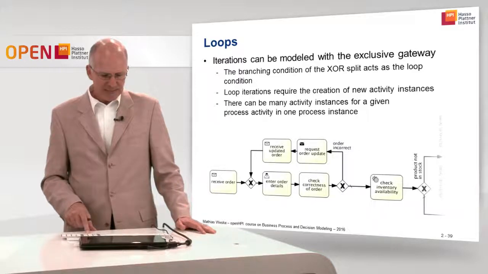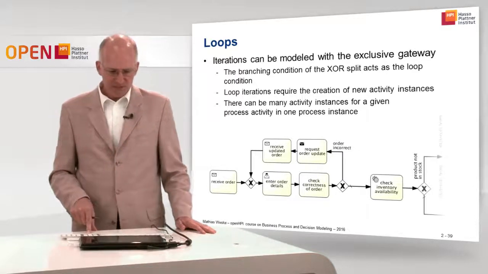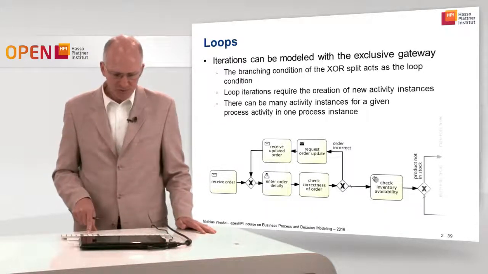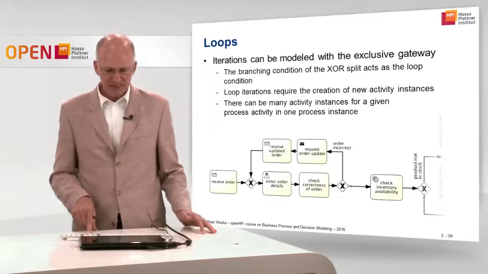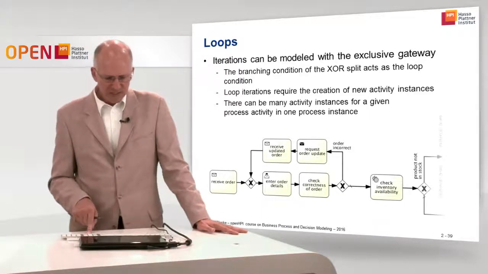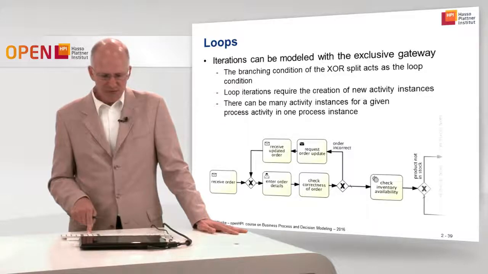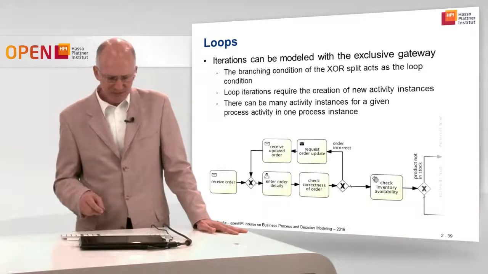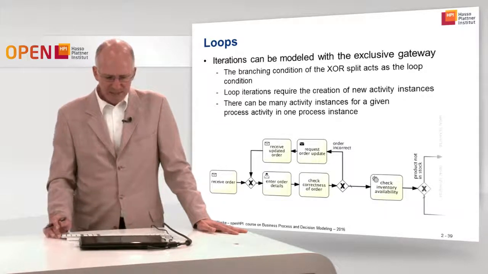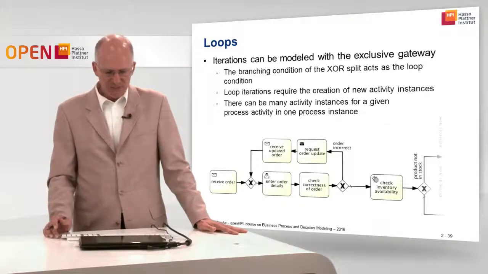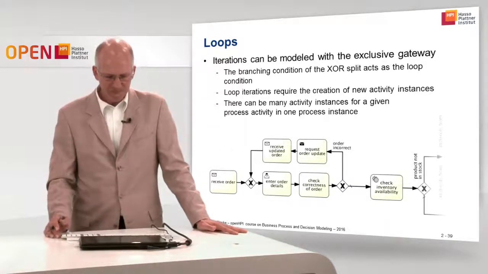Loops are iterations that can be modeled with an exclusive gateway. The branching condition of the gateway acts as the loop condition. And the loop iterations require the creation of new activity instances. There can be many activity instances for a given process activity in one process instance.